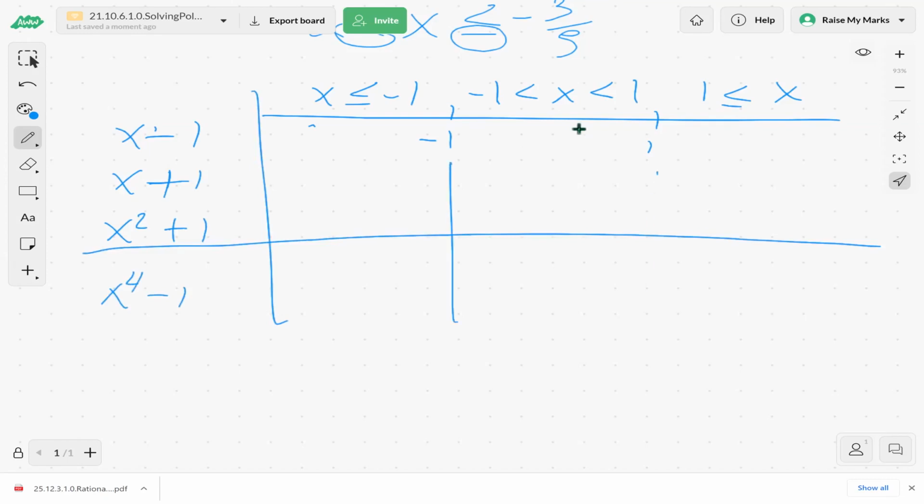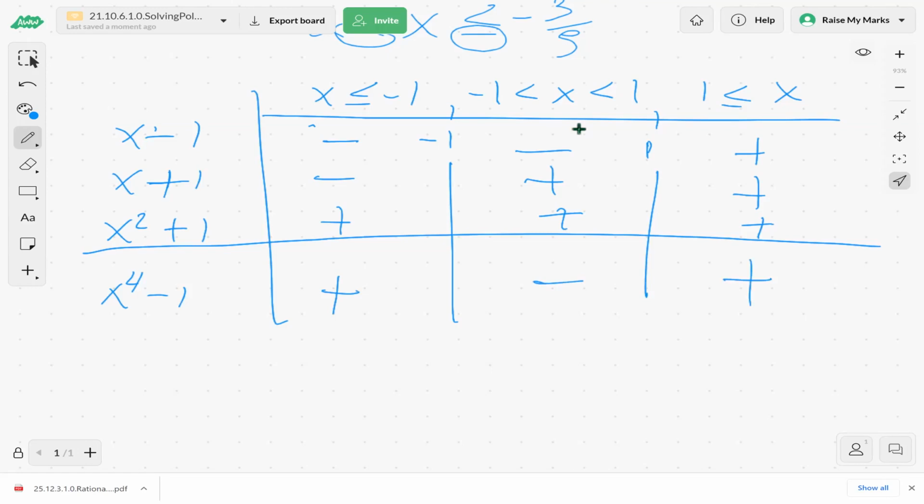Okay, so let's see what happens on these intervals. x minus 1 is negative when x is less than -1, negative when x is between -1 and 1, and positive when x is greater than 1. x plus 1 is negative when x is less than -1, positive when x is between -1 and 1, and positive when x is greater than 1. And x squared plus 1 is always positive. Our function is positive when x is less than -1, negative when x is between -1 and 1, and positive when x is greater than or equal to 1.